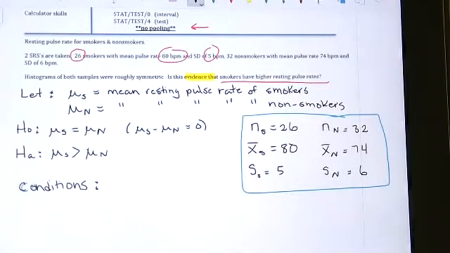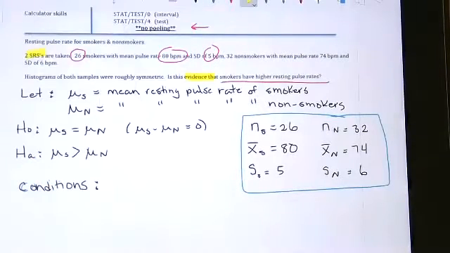Okay, we have 2 samples. What do they have to be? They have to be random. What else do they have to be? Yeah, independent of each other. Do you think that that's the case here?